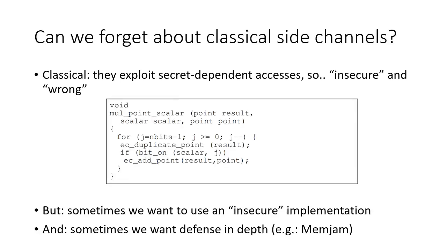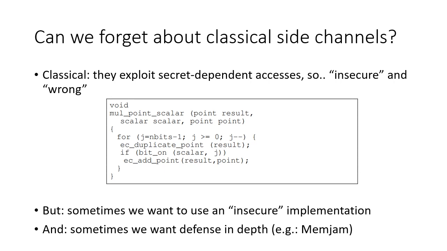Alright, so what is this presentation going to be about? This is going to be about, can we solve the problem of classical side channels? So classical side channels meaning microarchitectural effects that are observable as the result of secret dependent accesses that a victim is doing.